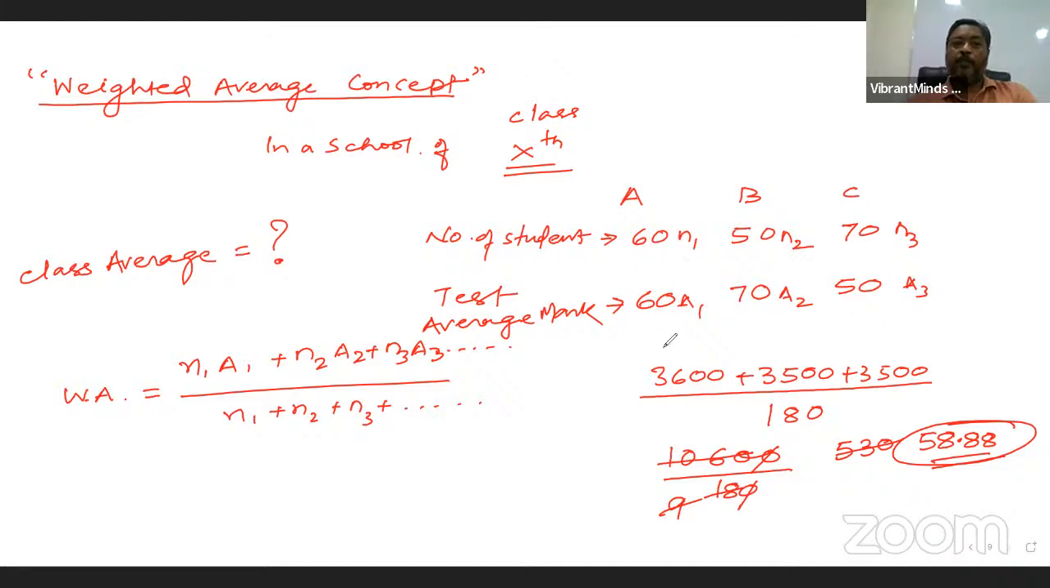Okay, I will give you another example. Let's say in a class we have boys and we have girls. There are, let's say, 15 boys present and 20 girls are there. So we have the numbers over here.